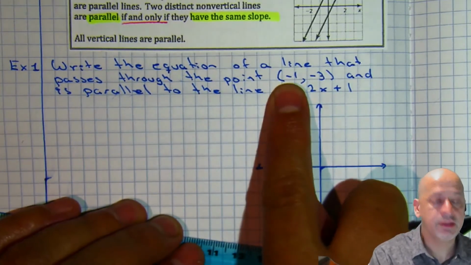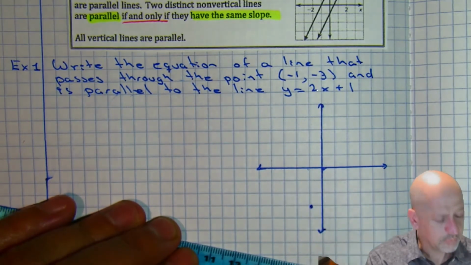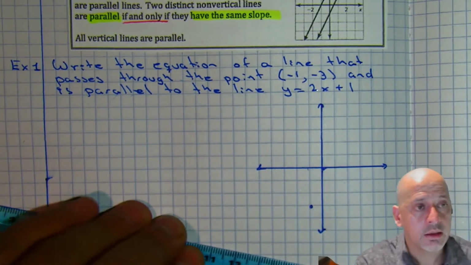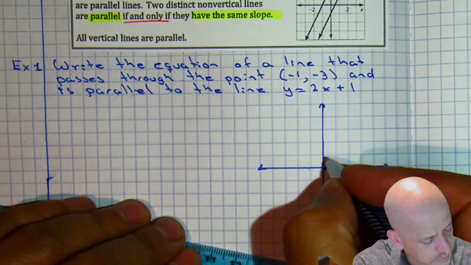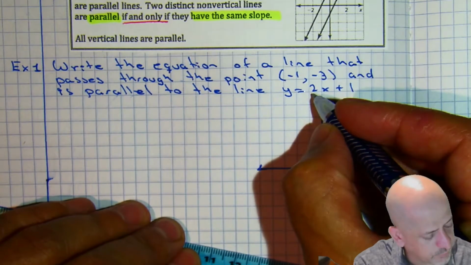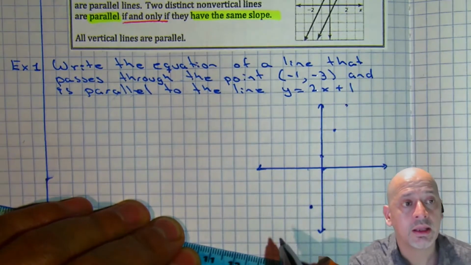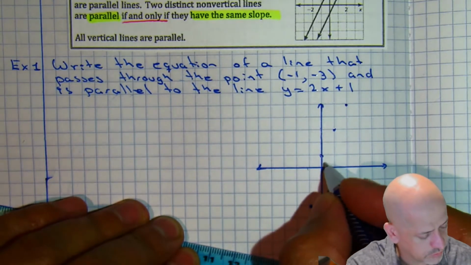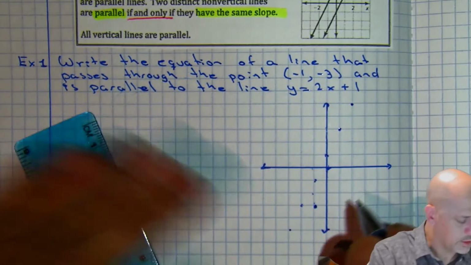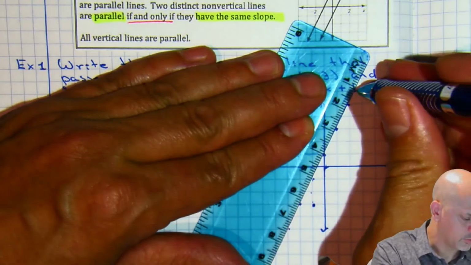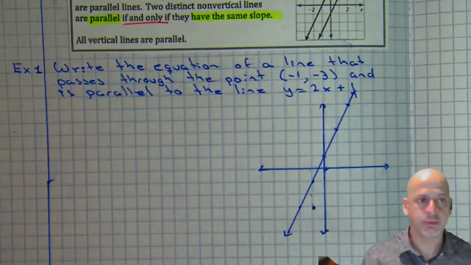Let's go and plot the point -1, -3. And let's go and graph the line. My y-intercept is 1, and my slope is 2 over 1, so I'm going to go up 2 to the right 1, up 2 to the right 1. And I can do the opposite, down 2 to the left 1. And I'm going to connect all the points. And that is the equation that's given to me.